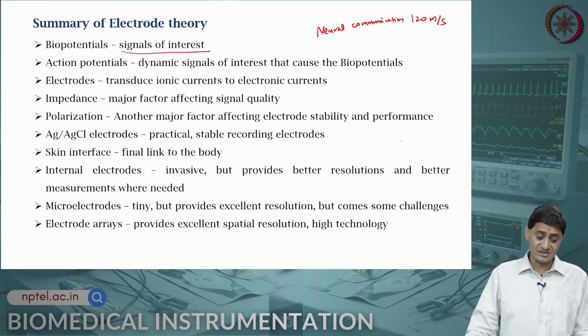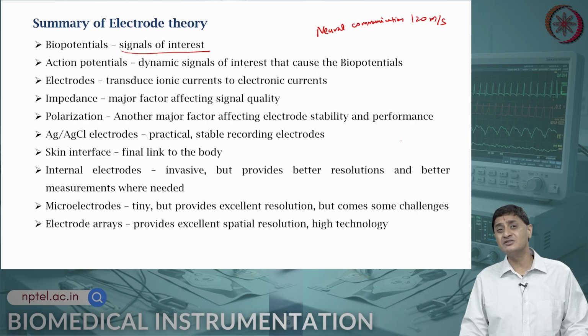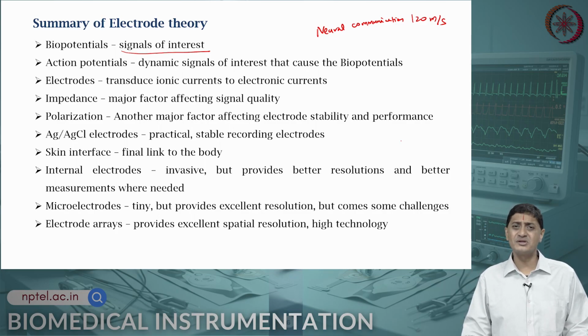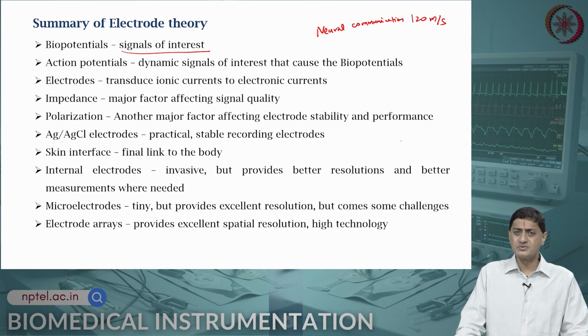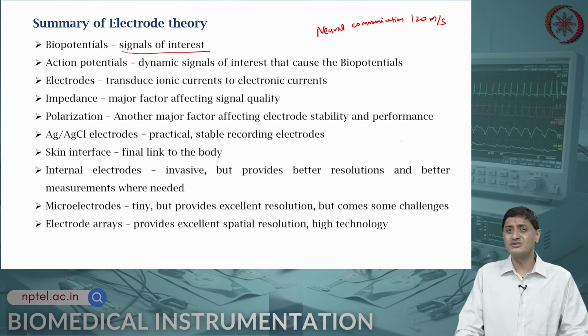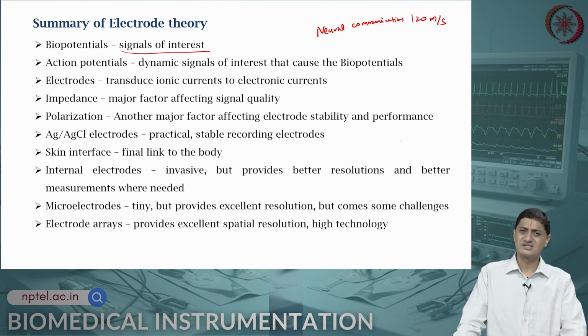Another major factor that affects signal quality is polarization. Stability and performance is affected by polarization, and that means what particular electrode you use for recording. The choice depends on the application and the frequencies of interest, for example, and whether there will be movement artifacts, and these movement artifacts will constitute a major challenge in processing these signals.